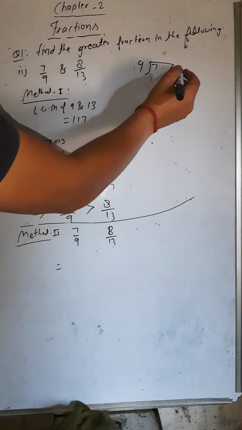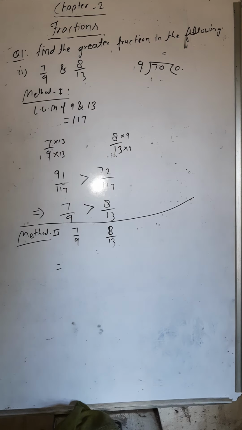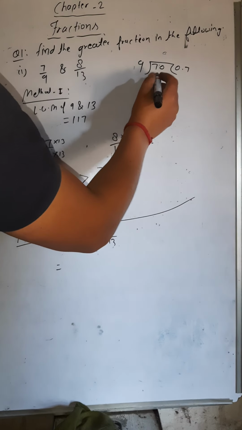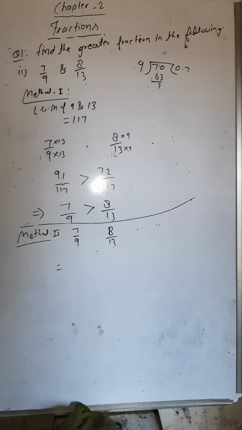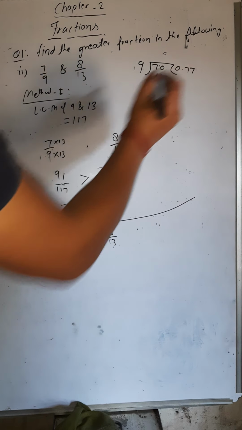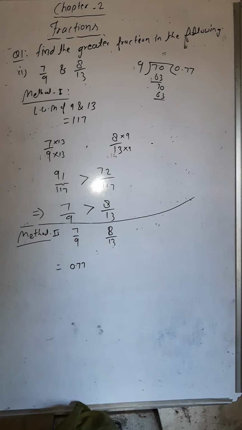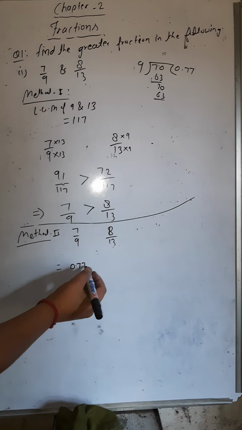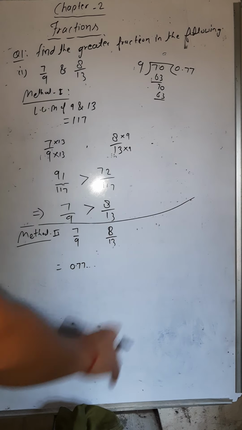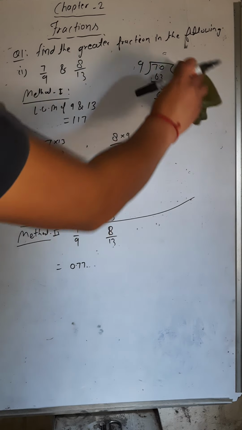Not divisible. So what you will do? You will put a decimal there and 0 here. So how many times is it going now? 9 7s are 63. Then again 7, then again 0. Again 9 7s are 63, which means 0.77 is coming. It will keep coming. I'm only writing up to 2 places after the decimal.